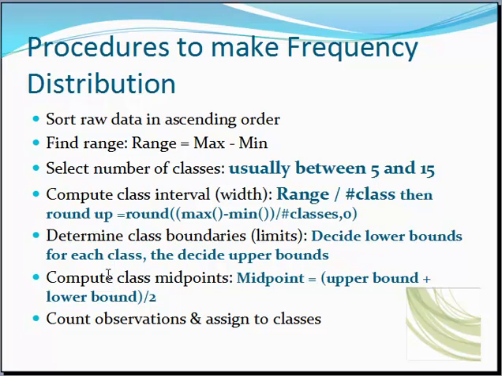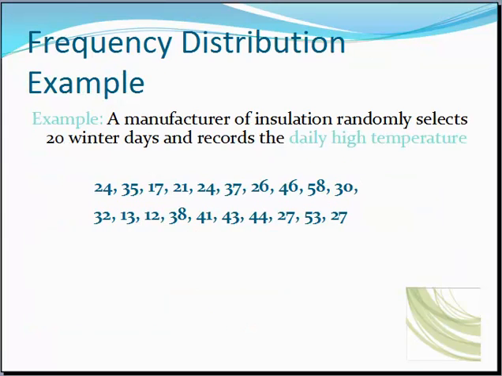After we set an upper bound and lower bound for each class, then we can count our observations and assign frequency to each class. Then followed by that, we can compute relative frequency, cumulative frequency, and percentile. Now let's see the example.